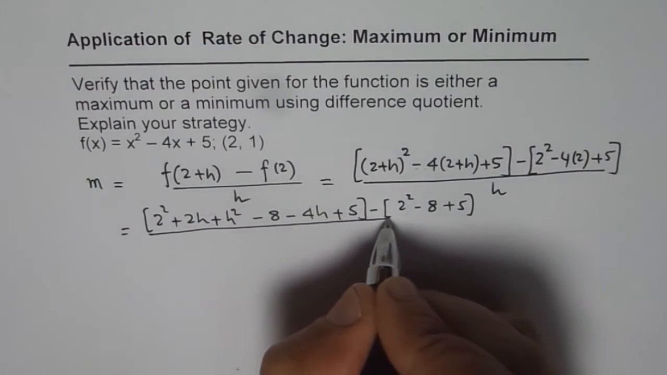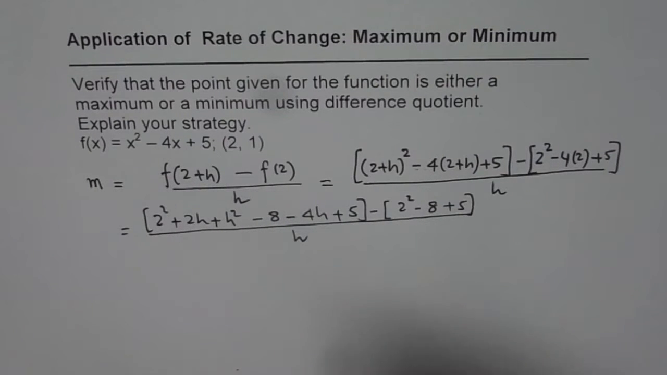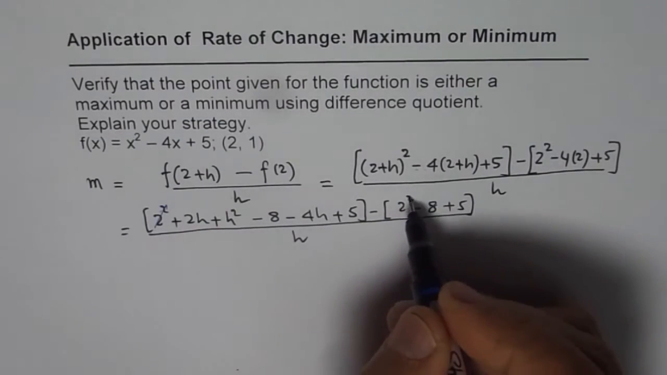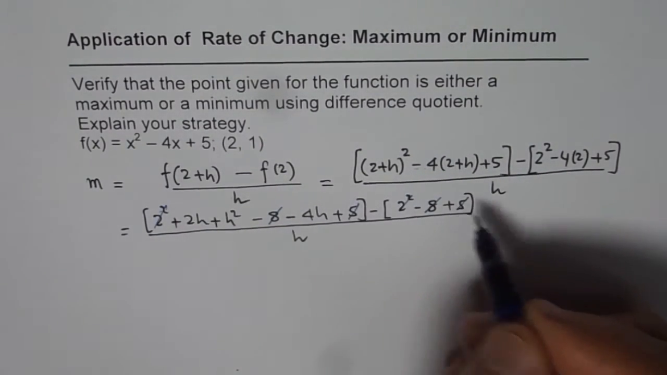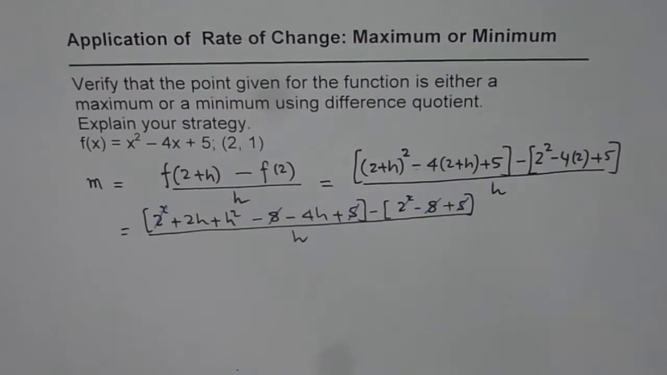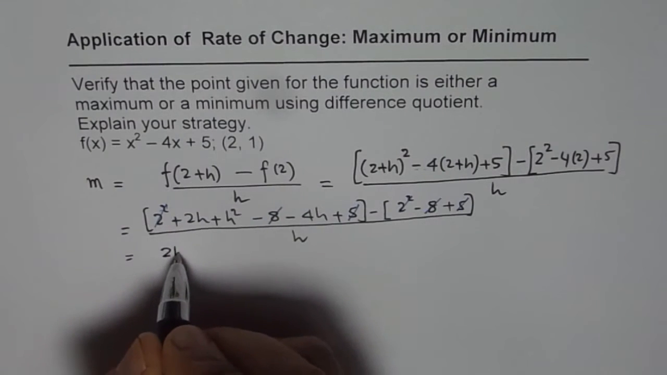I have purposely not done the calculations. You will see that all the three terms in f of 2 will cancel out, right? So 2 square minus 2 square is 0, minus 8 is 0, 5 minus 5 is 0, right? As normally is the case. Now we're left with 2h plus h square.